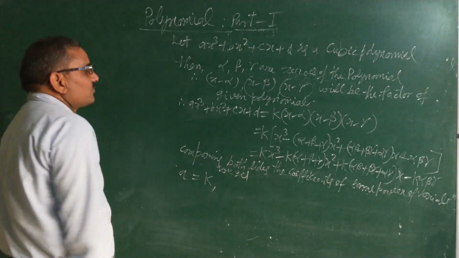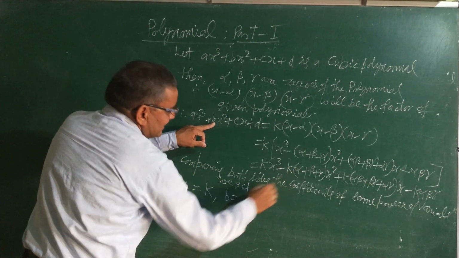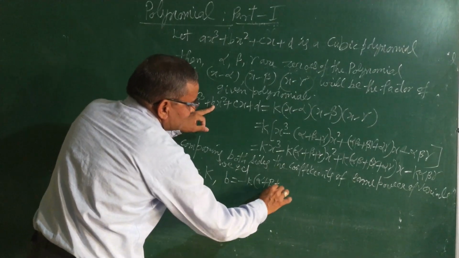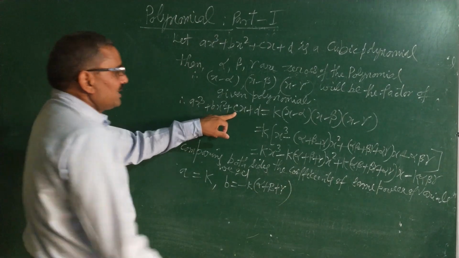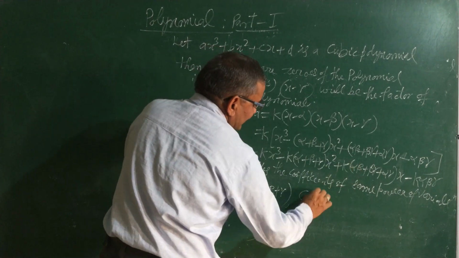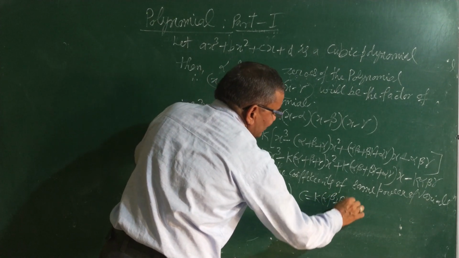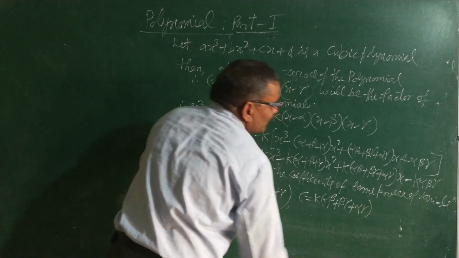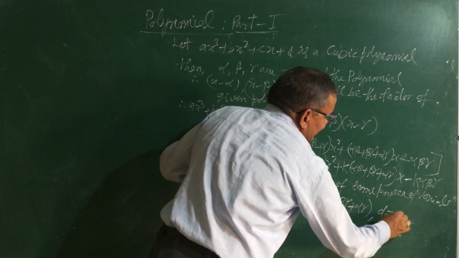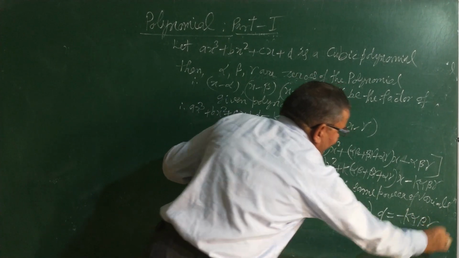Now the coefficient of x square on the left side is b, and on the right side is minus k times alpha plus beta plus gamma. The coefficient of x on the left side is c, which is equal to k times alpha beta plus beta gamma plus alpha gamma, and the constant term on the left side is d and on the right side is minus k alpha beta gamma.